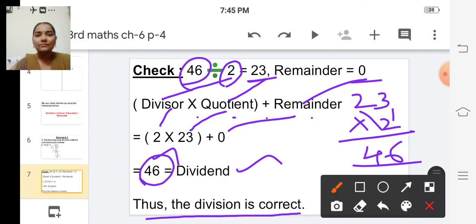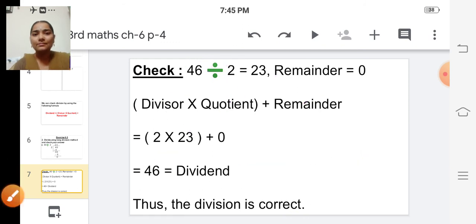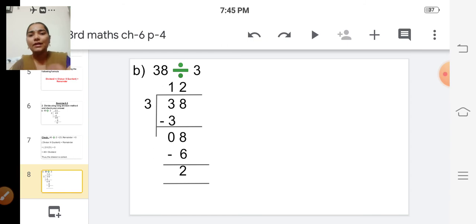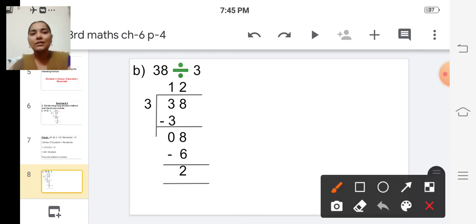Okay children, have you all understood? Yes. So shall we do one more problem? Yes. So the next one, 38 divided by 3. Write this in this format. Write the dividend here, divisor here.